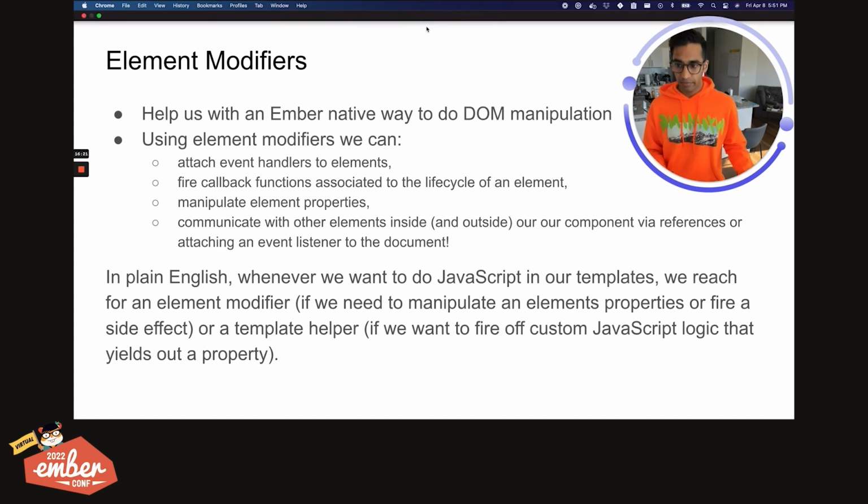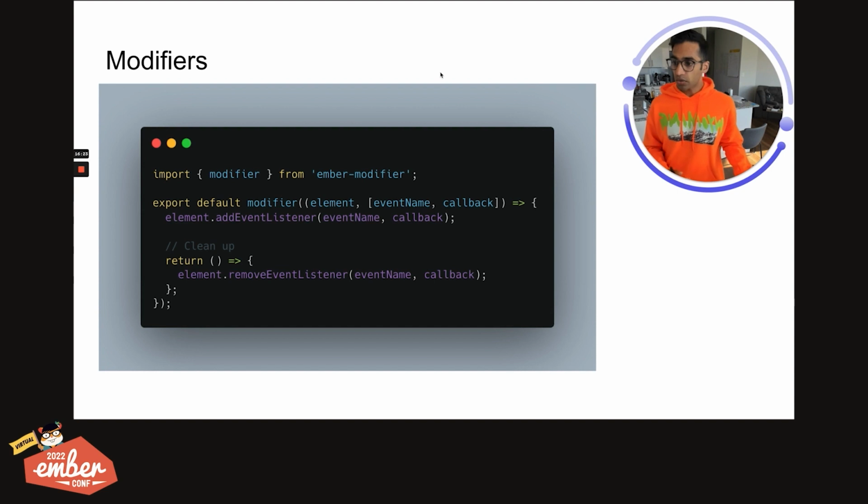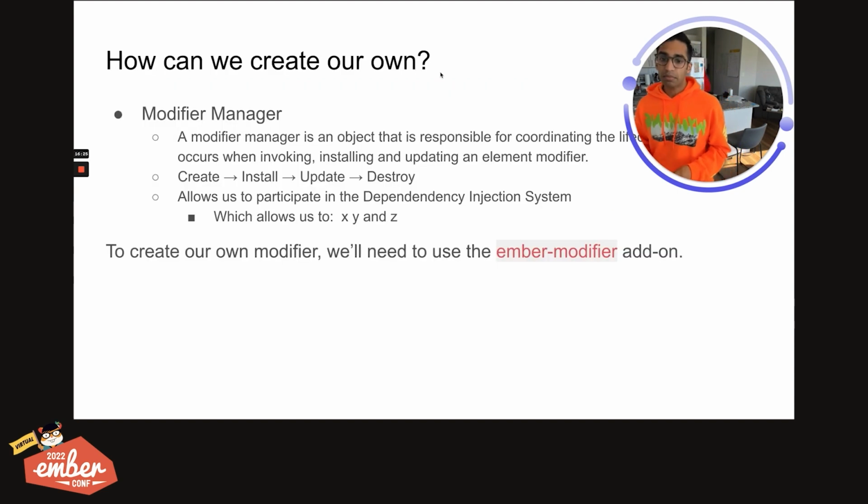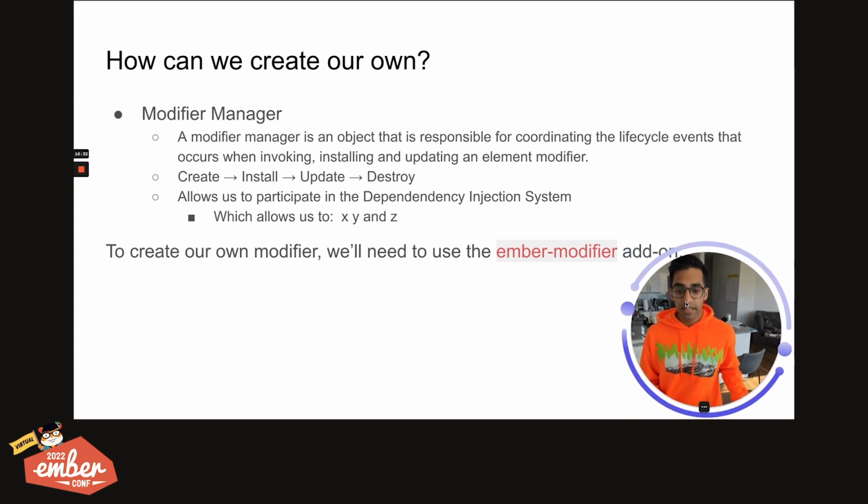How are they created? So Ember has exposed this API for working with managers that we don't need to touch. This is the Modifier Manager. But I think the important thing to know is that we have this manager pattern, and the manager pattern is when we have an object that's responsible for coordinating the lifecycle events for its underlying property.